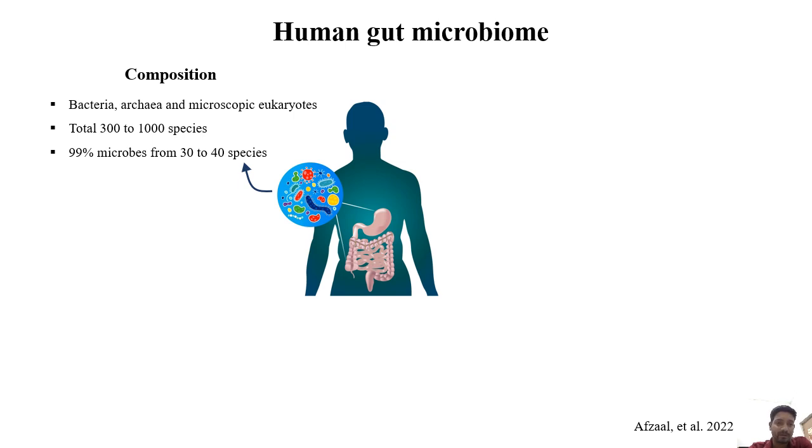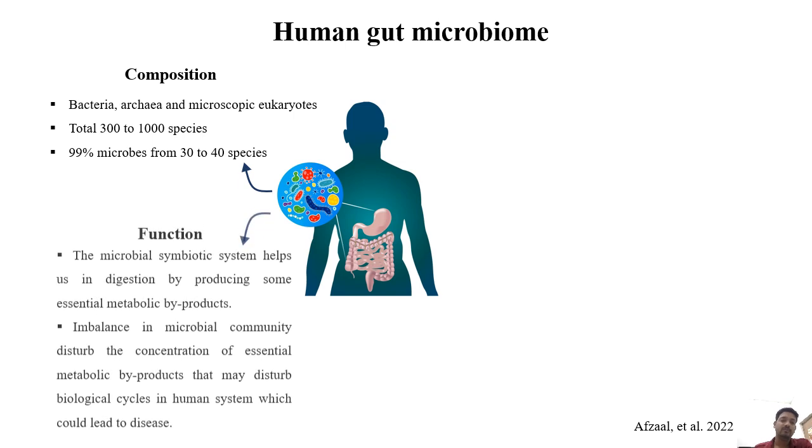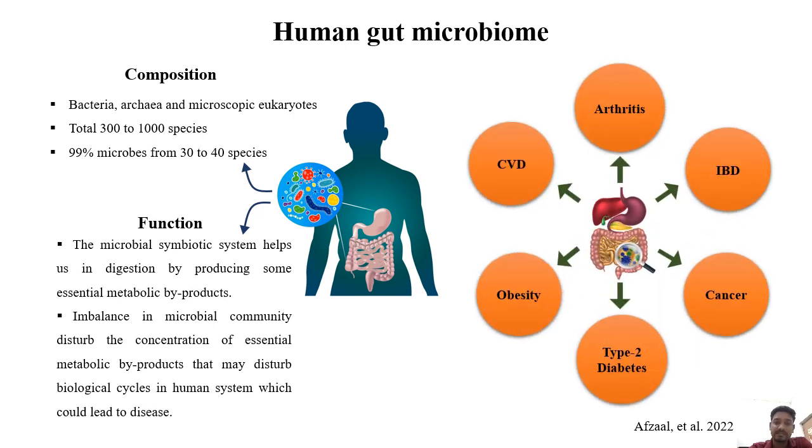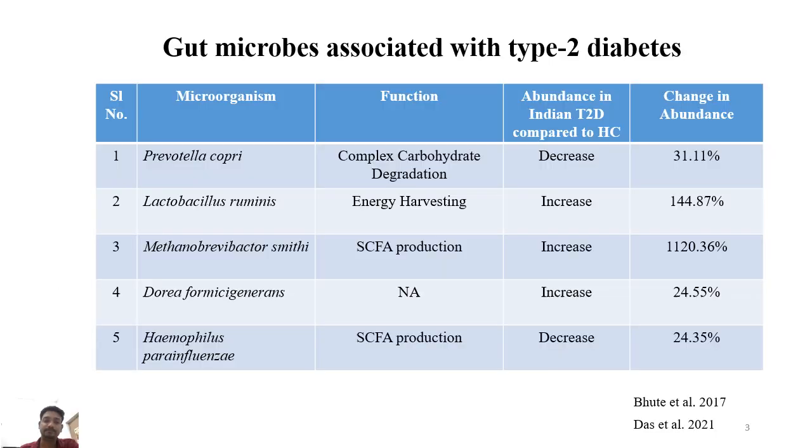And what are the functions of these microorganisms? Mostly these microorganisms maintain a symbiotic relation with the human gut environment, so they help in the digestion of complex products. But in case of an imbalance in the microbial population, that disturbs the human biochemical pathways and leads to different diseases. These diseases include cardiovascular disease, arthritis, inflammatory bowel disease, obesity, cancer, and type 2 diabetes. Here we are emphasizing type 2 diabetes.